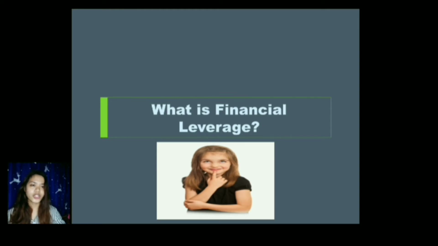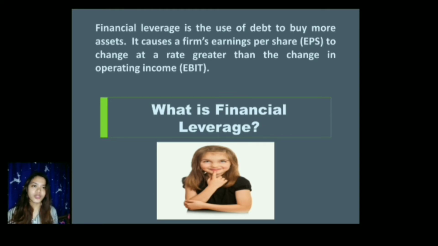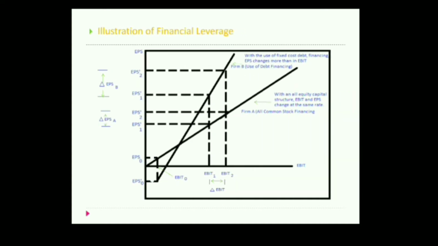What is financial leverage? Financial leverage is the use of debt to buy more assets. It causes a firm's earnings per share to change at a rate greater than the change in operating income. For example, if a firm is 100% equity financed and EBIT increases or decreases by 10%, EPS will also increase or decrease by 10%. When financial leverage, such as long-term debt, is used, a 10% change in EBIT will result in a greater than 10% change in EPS.